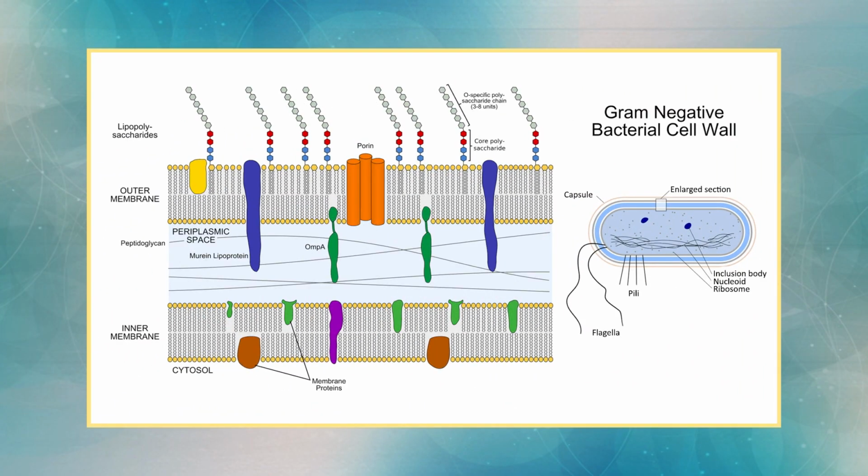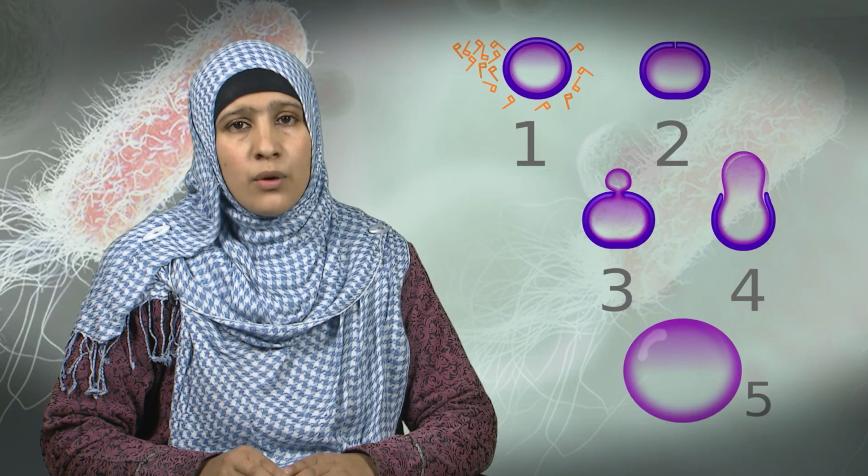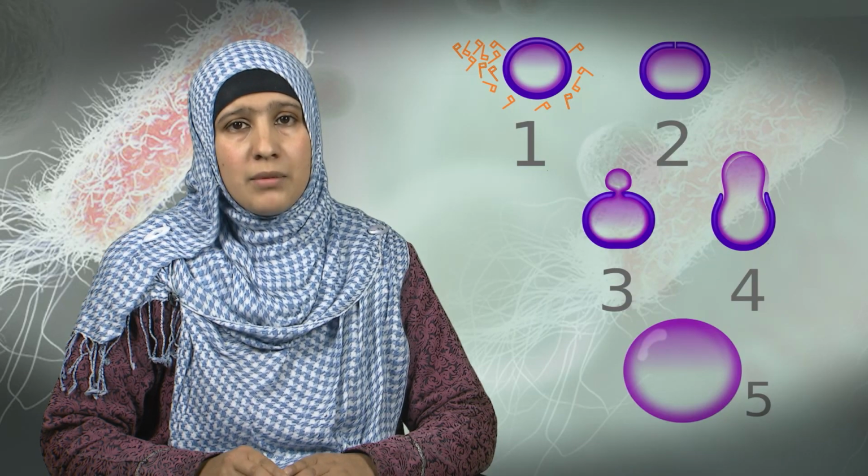Spheroplasts refer to the spherical shape assumed by gram-negative bacteria upon partial or complete removal of the cell wall. Cells with compromised cell walls assume a characteristic spherical shape to better withstand the rigors of the surrounding environment. They are also extremely sensitive to osmotic and mechanical shock. Spheroplasts have two membranes, an inner membrane and an outer membrane.